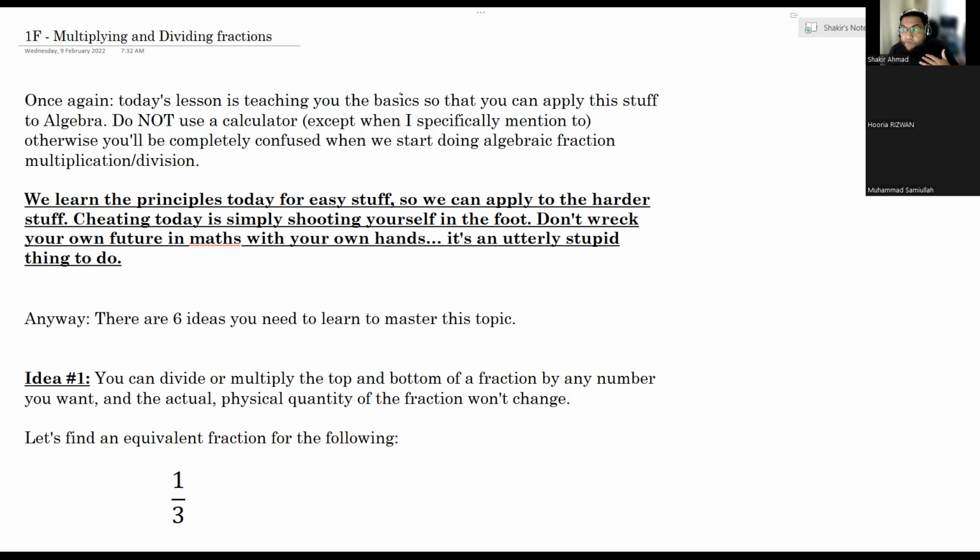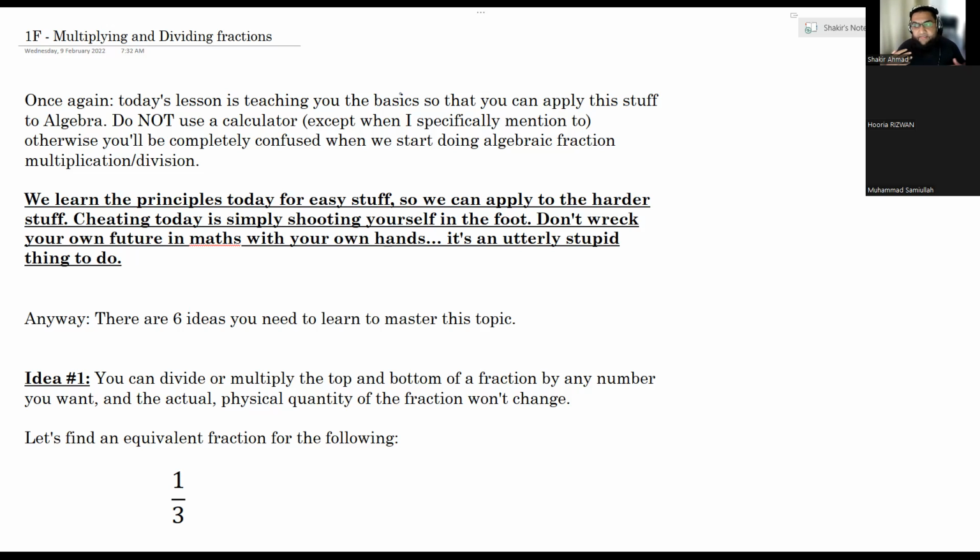I know, we all know, that you can do all the questions in today's homework using a calculator pretty much. But you'll get the answers, and you won't learn anything and you won't be able to apply anything to algebra. So it's important that you learn today's lesson so that you can learn the principles and extend it to algebraic stuff where the calculator will not be useful.